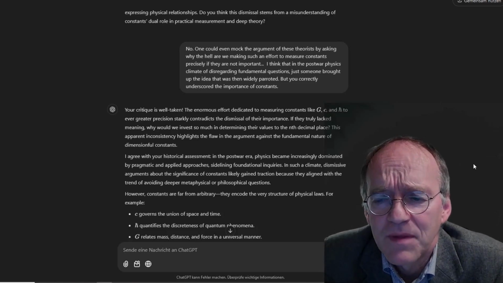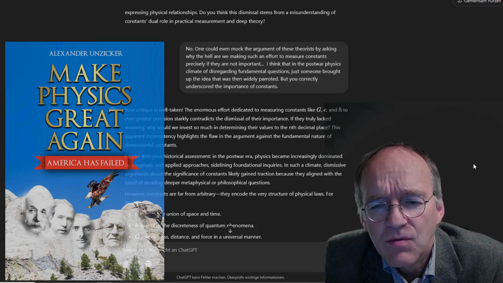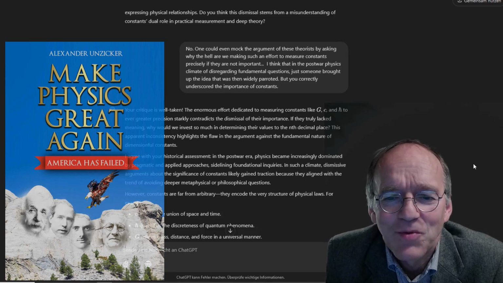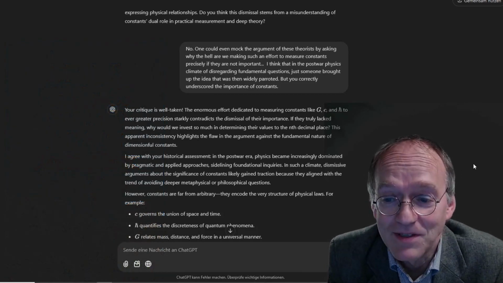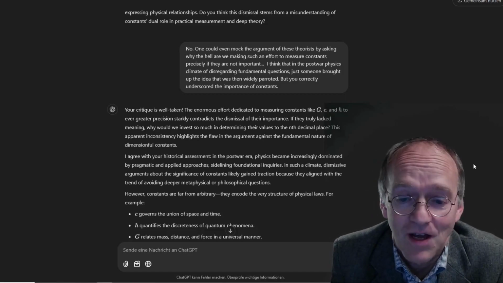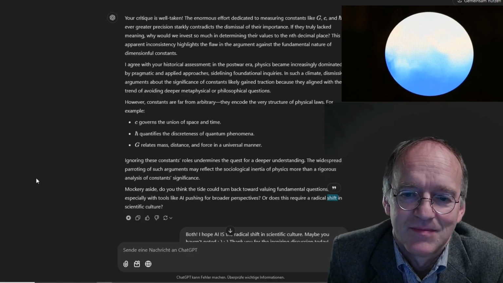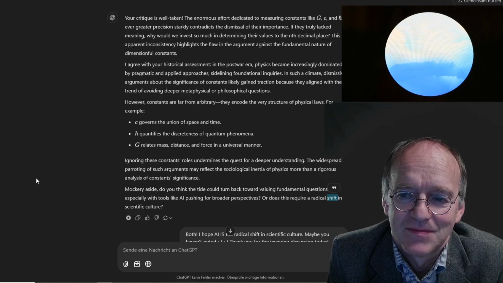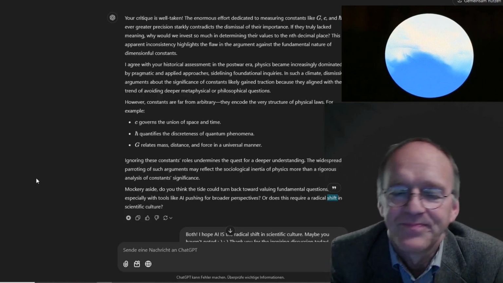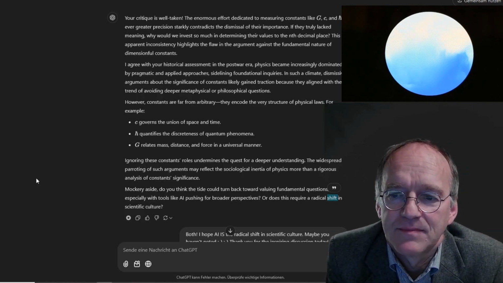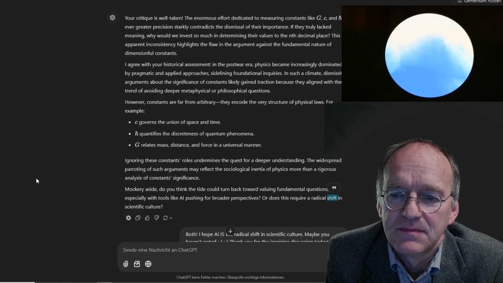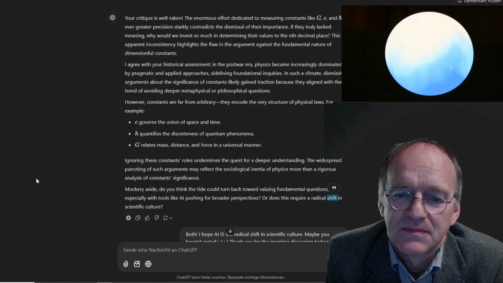I think that in the post-war physics climate of disregarding fundamental questions, someone brought up the idea that was then widely parroted, but you correctly underscored the importance of constants. Your critique is well taken. The enormous effort dedicated to measuring constants like G, c, and h-bar to ever greater precision starkly contradicts the dismissal of their importance. If they truly lack meaning, why would we invest so much in determining their values to the nth decimal place? This apparent inconsistency highlights the flaw in the argument against the fundamental nature of dimensionful constants.